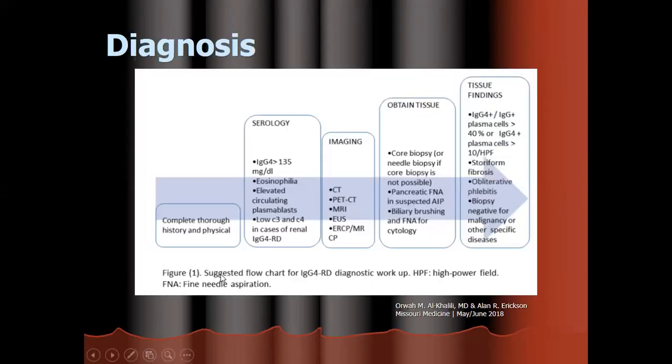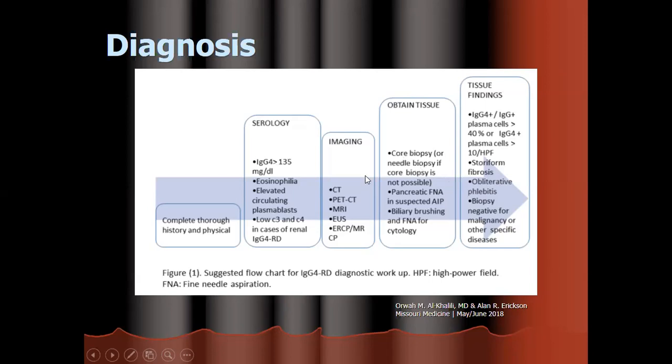Now to the diagnosis. As with any disease in medicine, diagnosis depends on history taking, a complete and thorough history and physical examination. Then lab serology for IgG4 in serum, more than 135 milligrams per deciliter. Eosinophilia may add to the diagnosis. Elevated circulating plasmablasts is a promising test. Low complement 3 and complement 4 in cases of renal IgG4 related disease. Imaging, as we mentioned, is characterized by tumor-like lesions, a mass-like effect by CT, PET scan, MRI, endoscopic ultrasound, ERCP. With all imaging techniques, you may find a tumor-like lesion.